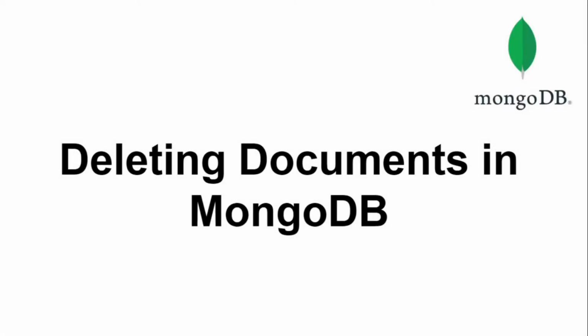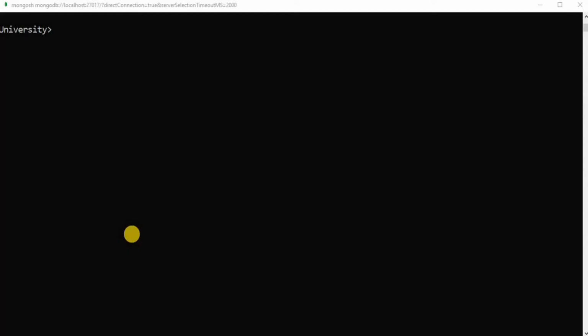Welcome back. In this video, I'm going to show you how you can delete documents from a collection in MongoDB. Out of the 4 CRUD operations, up till now you have seen that we have performed 3 operations on the document, which are creating a document, updating a document, and reading a document. Now we are going to move towards the last operation, which is to delete a document.